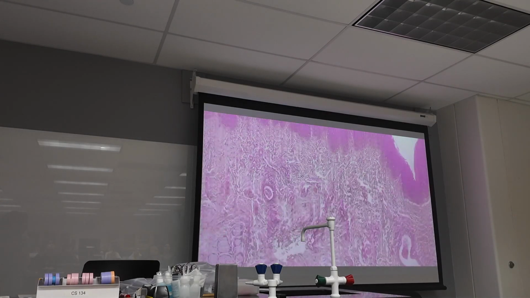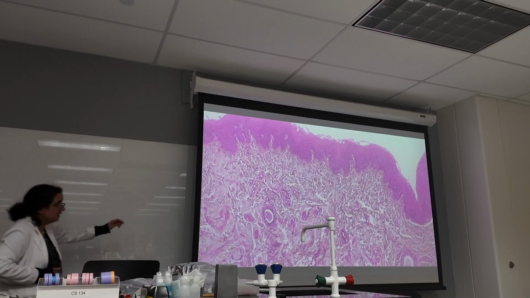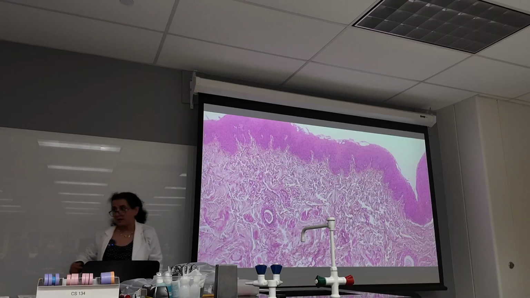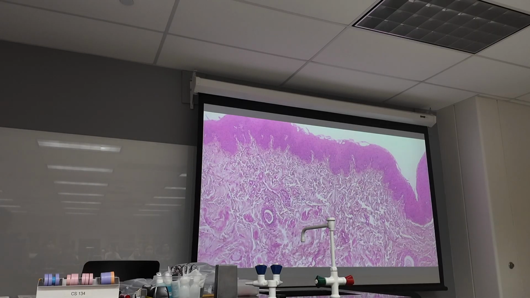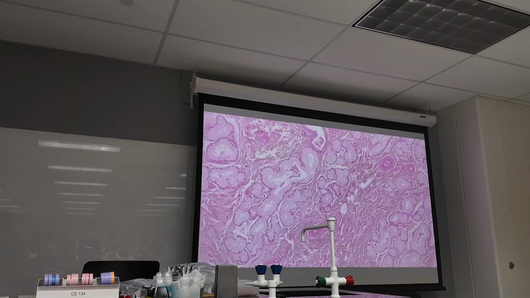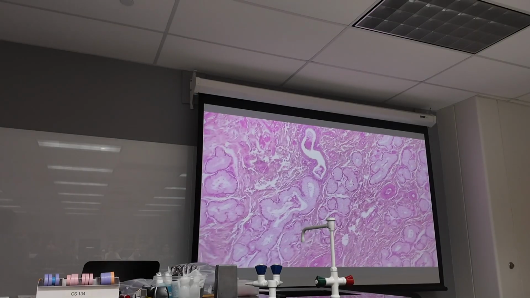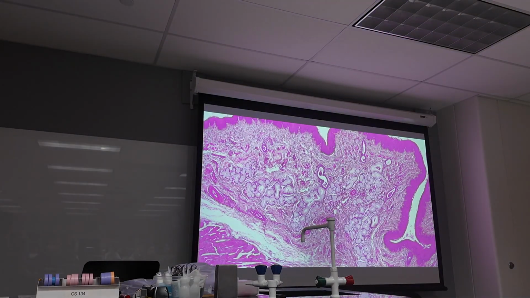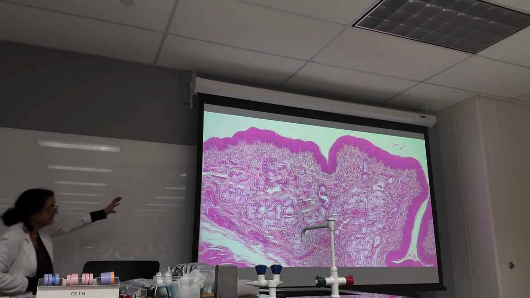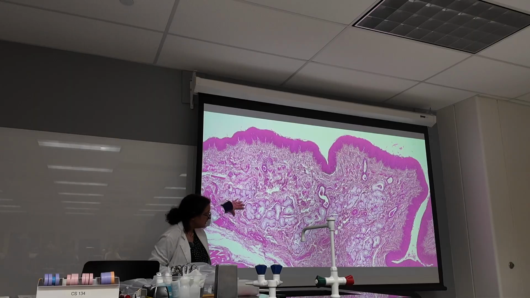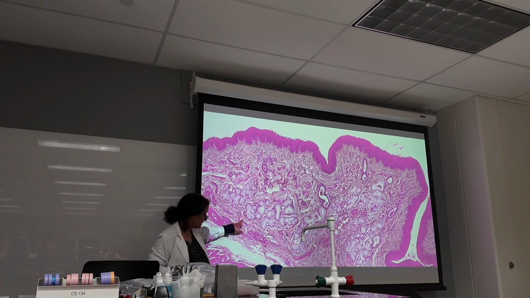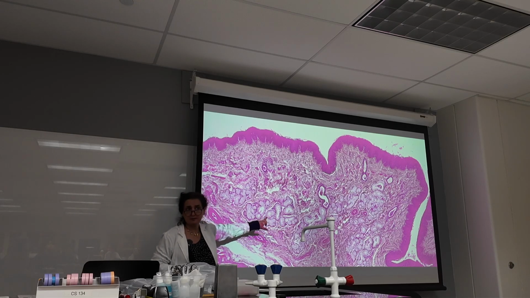I want to show you here that all the way from here to here is the mucosa, where you see the glands. Let me go to 4x so it's easier to see. Do you see the mucosa all the way here? These glands are called the esophageal glands. When you see those glands, this is submucosa.